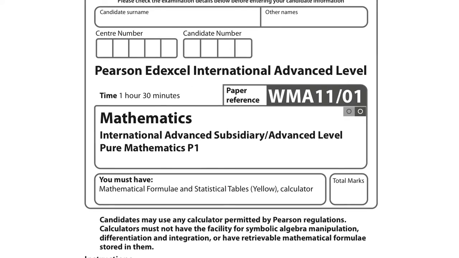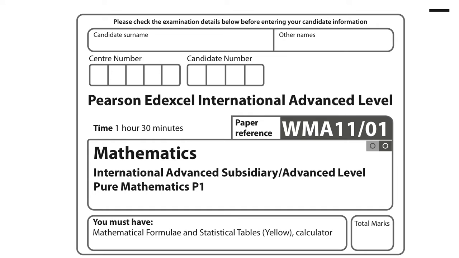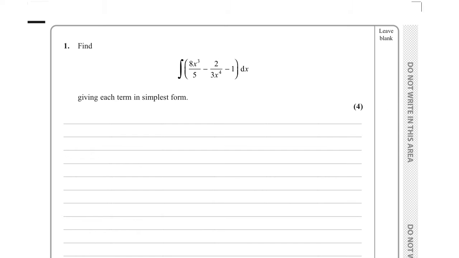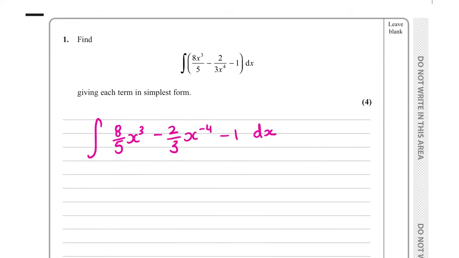Okay, welcome to Pure 1 International Mathematics, Edexcel, Jan 2022. Okay, question 1, we need to integrate. So step 1, we're going to rewrite everything in index form: a over 5x cubed minus 2 over 3x to the negative 4 minus 1 with respect to x.